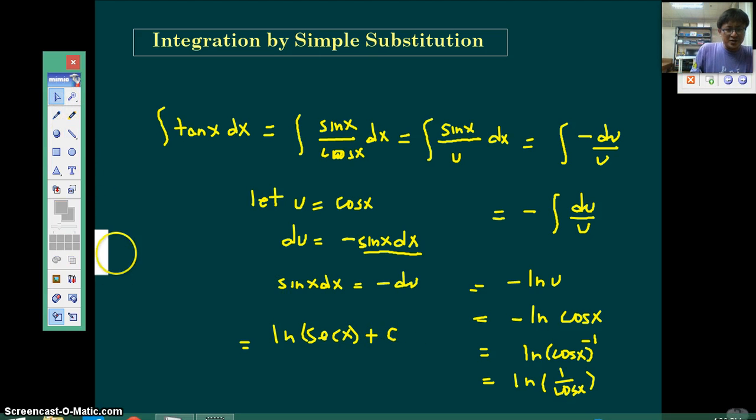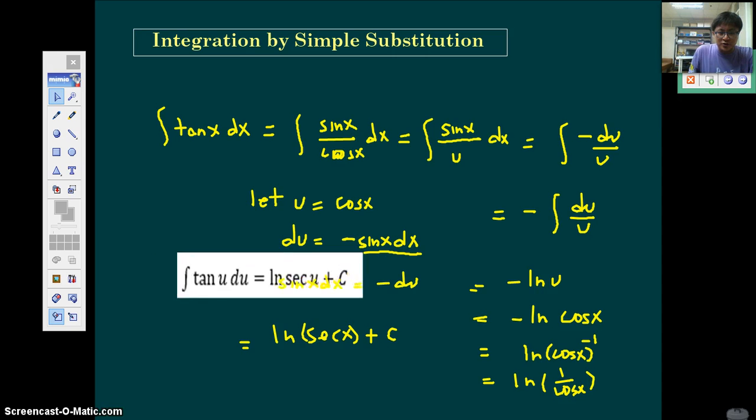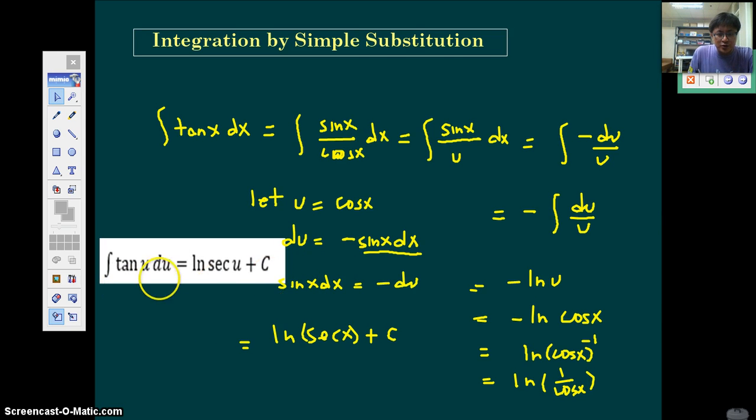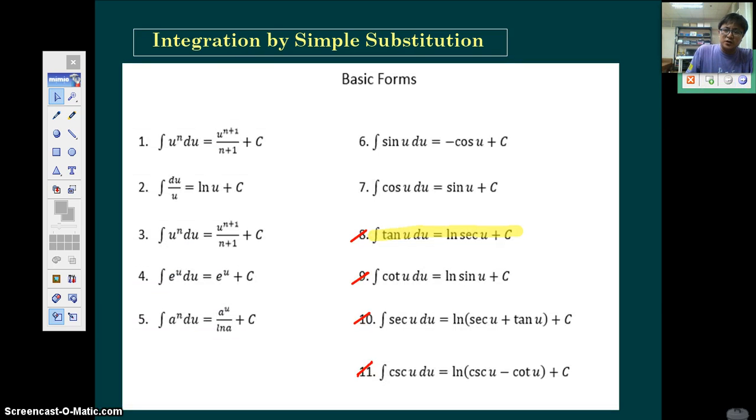Now, generalizing that will be your rule. Integral tan u du is ln sec u plus c. So notice how the technique of substitution was used to derive this integrable form.